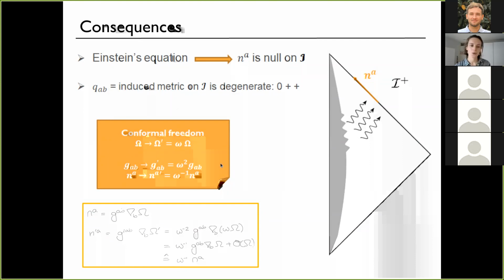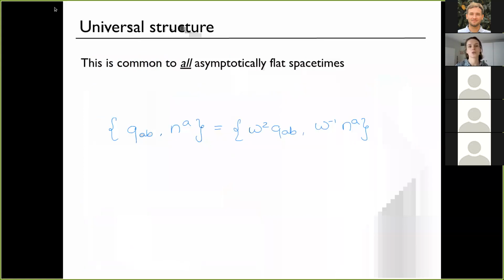So why do I stand still at this point, right? Because this N, this normal vector, and my Q are kind of the stars of today's talk, right? Because they form a universal structure that is common to all asymptotically flat spacetimes, right? And as you've seen, there is some conformal freedom in them. So if you have a Q and an N and you choose another one, as long as they're equivalent with these particular omega factors, then they form this universal structure.